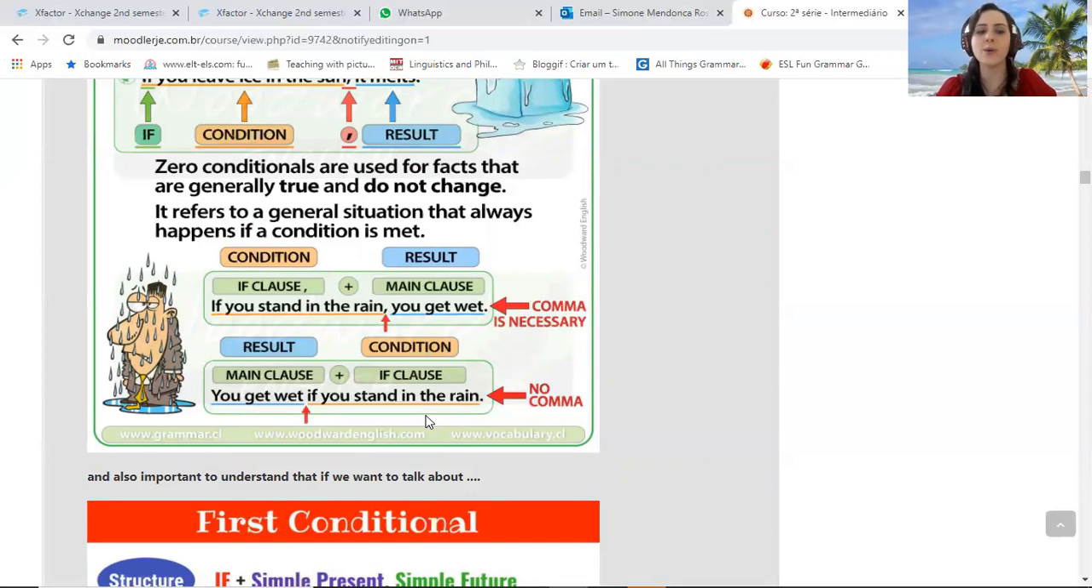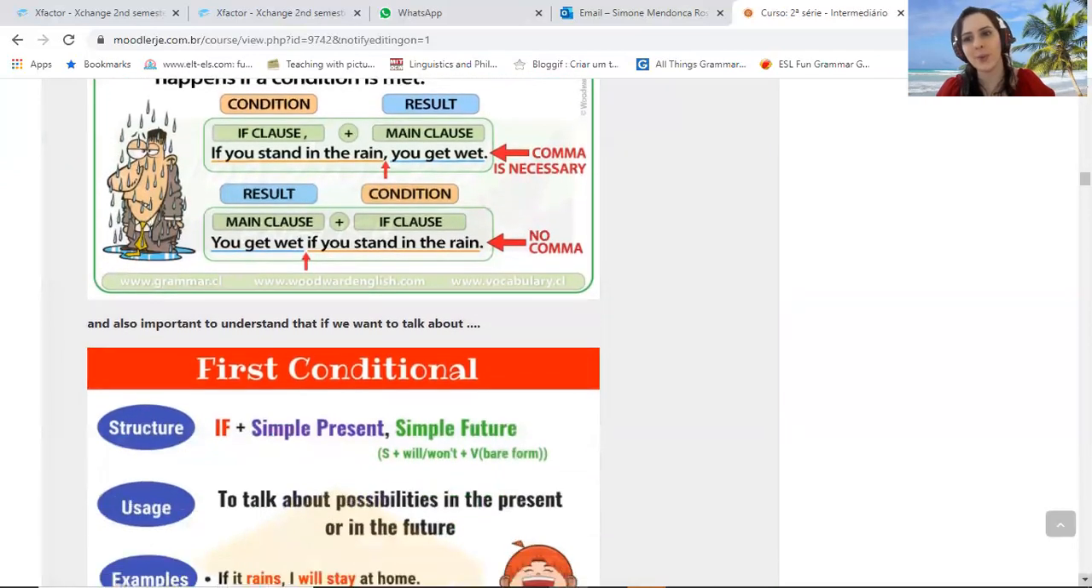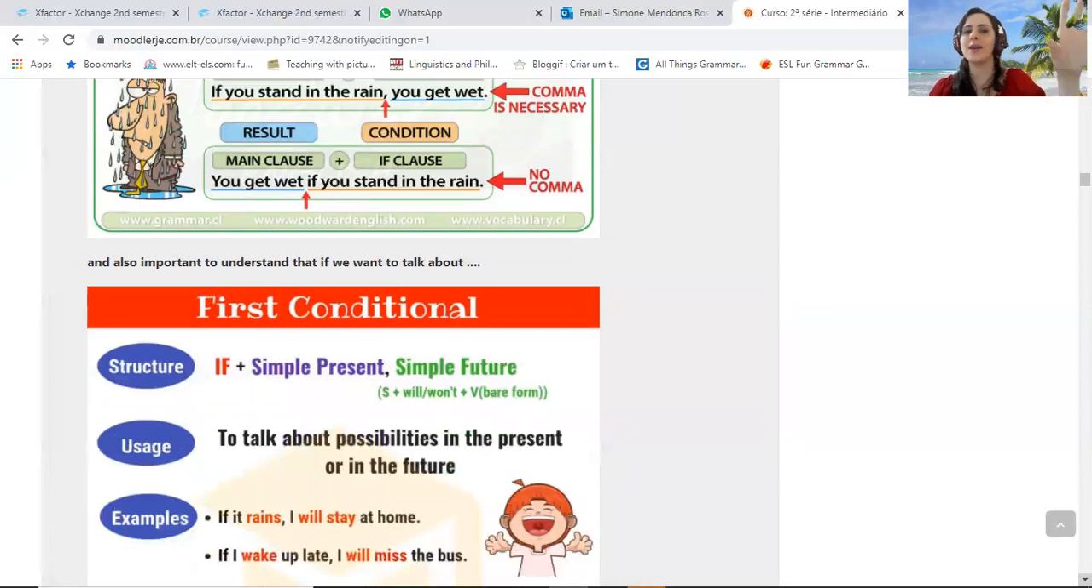Guys, and also important to understand that if we want to talk about first conditional, se a gente quer falar sobre a primeira condicional, a gente tem que dizer que para toda ação tem uma reação, né? A gente falou que na zero conditional são fatos, coisas que não mudam, coisas estáticas. Agora, na first conditional, eu uso para quê? Why do I use the first conditional? So, I use it to talk about possibilities in the present or in the future. Então, olha só que diferença grande entre um tipo de condicional e a outra, né?